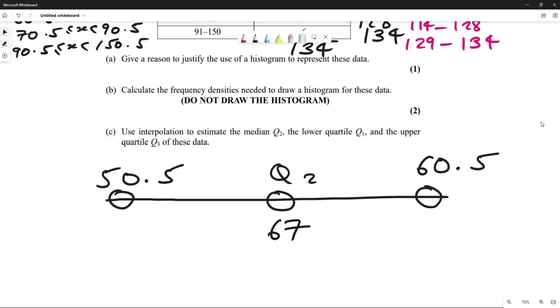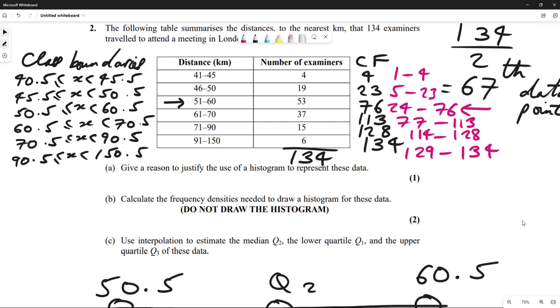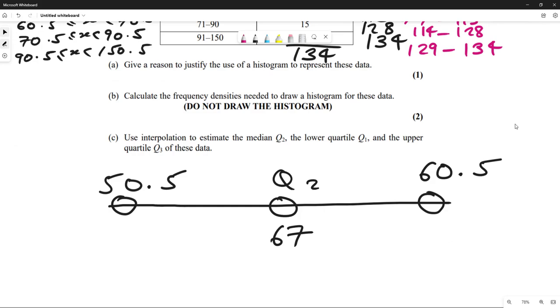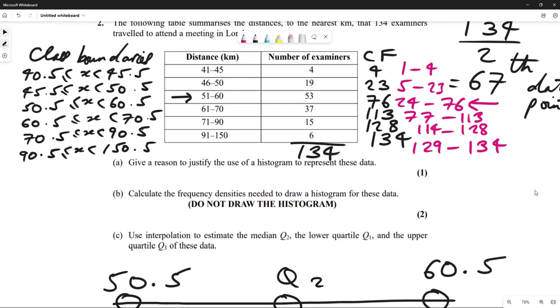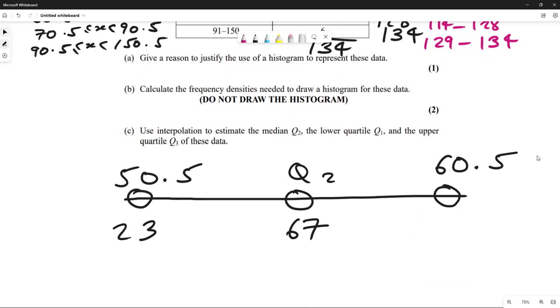Now here's the important part. We want the sum of all values up to 50.5. If we look in our cumulative frequency, the sum of all values up to 50.5 is 23. So we're going to write that here. And then we want the sum of all the values up to 60.5. So we can go down to our cumulative frequency column here, and that will be 76. So we get 76 like so.